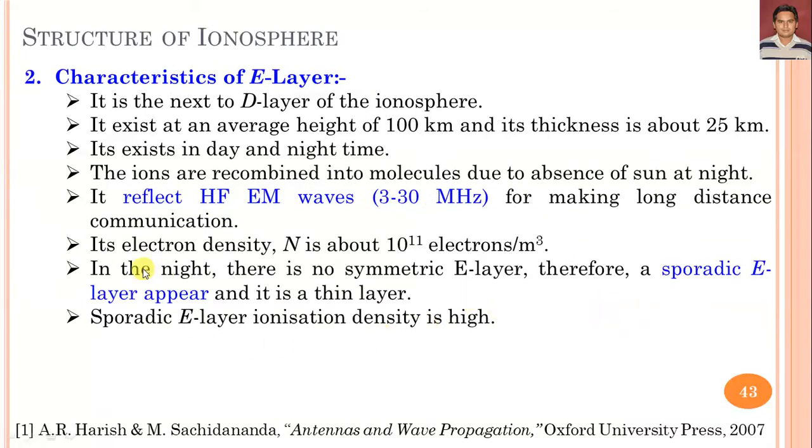electrons per meter cube. In the night there is no symmetric E layer, so a sporadic E layer appears, and this layer is a very thin layer, and it is sporadic in nature. And the sporadic E layer ionizing density is very high during the night time. So these are some characteristics of the E layer.